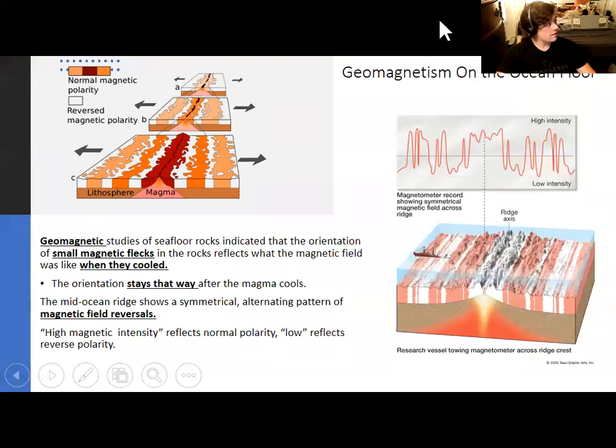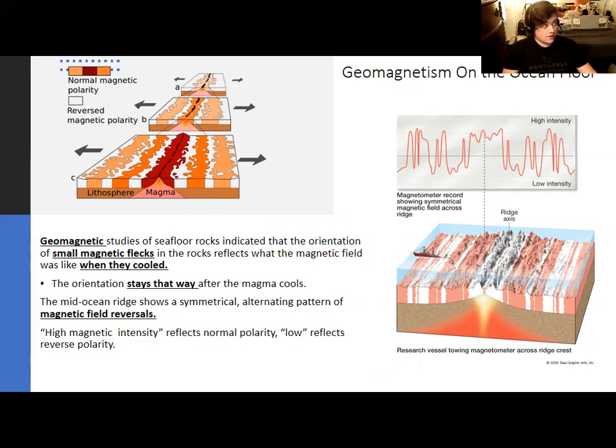Now, it's not easy to see that the plates are moving apart in real time because the movement is exceptionally slow. So the scientists had to confirm this hypothesis that the crust was heading in opposite directions away from these volcanic centers. And one method the scientists used to confirm that was magnetism.